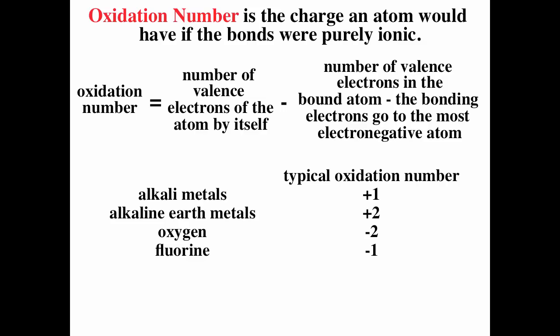Now we can determine the oxidation number of an atom in a molecule by taking the number of valence electrons of the atom by itself, and so that's actually just the column number in the periodic table, minus the number of valence electrons in the bound atom, with the bonding electrons going to the most electronegative atom, or assuming that the bonds were ionic. Now, alkali metals in a compound will typically have a +1 oxidation number. Alkaline earths in a compound will typically have +2. Oxygen will be typically -2, and fluorine will be typically -1.